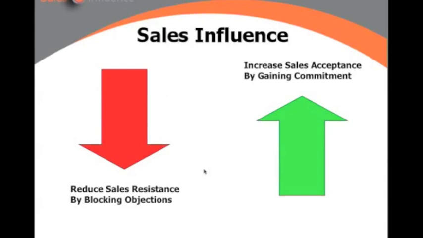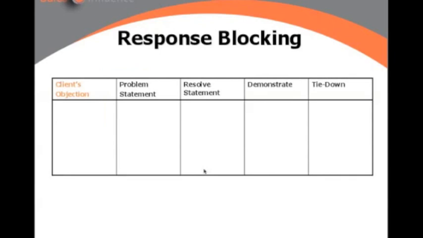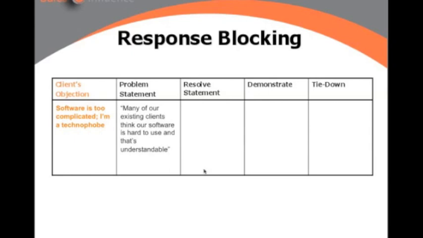Now, let's go back and tie this back to the response block structure, and let's go through that example again. "Software's too complicated, I'm a technophobe." Now, when I say something like, "Many of our existing clients think our software is hard to use, and that's understandable," I just raised an objection that the customer had in his mind but was afraid to bring up. And when I do that, they feel a sense of relief because they're thinking to themselves, "Well, I'm glad he brought it up because I didn't want to bring it up." At that point, I've just reduced the sales resistance.